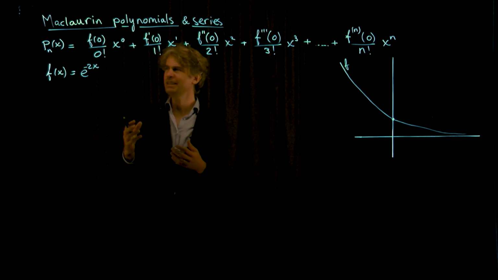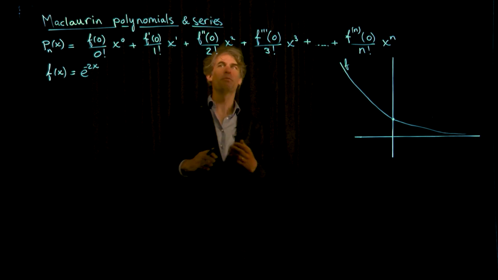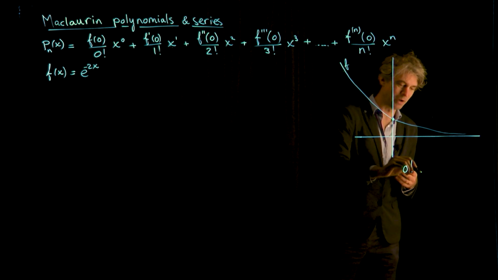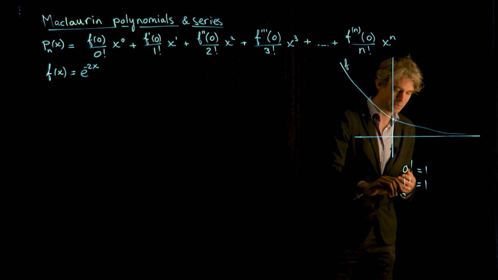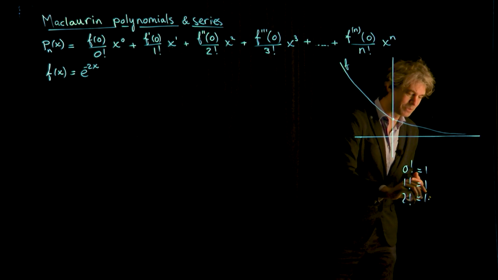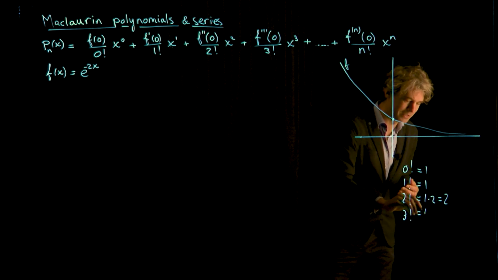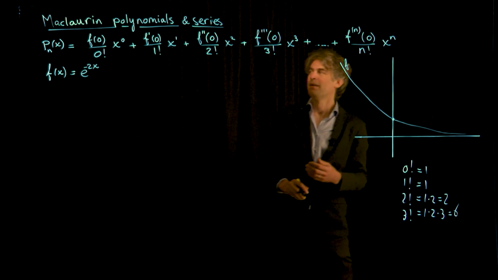What do we find in it? I find these factorials. And it's good to remember maybe that 0 factorial equals 1. And so does 1 factorial. And then 2 factorial equals 1 times 2 is 2. And 3 factorial equals 1 times 2 times 3, which is 6, etc.